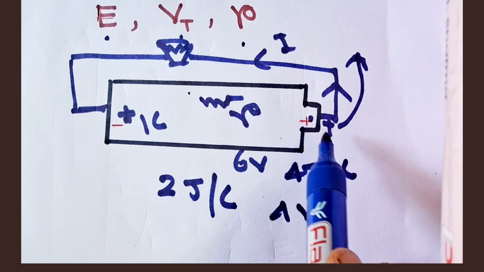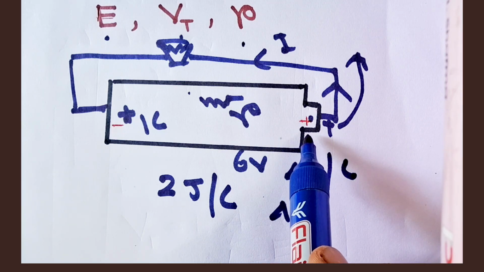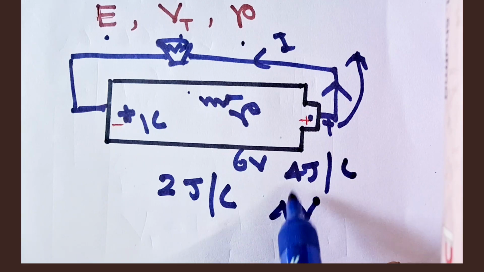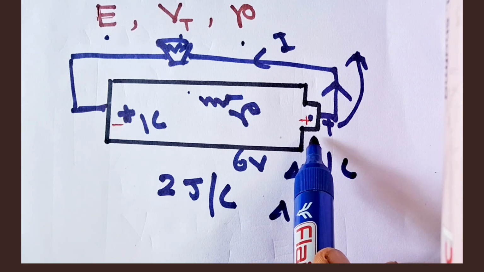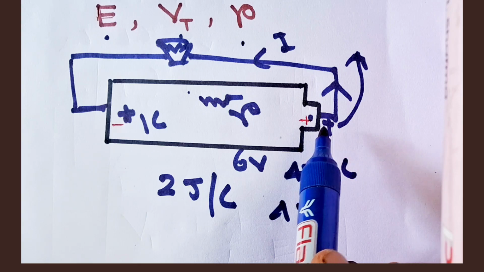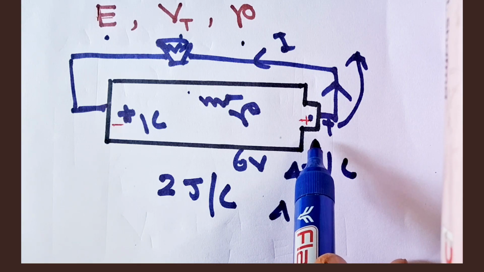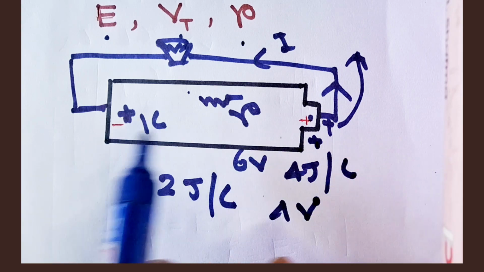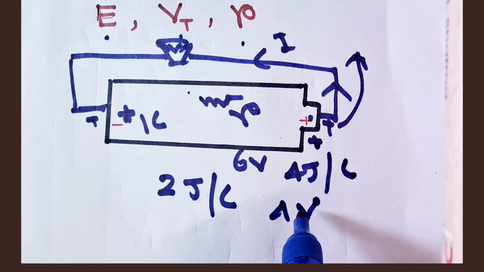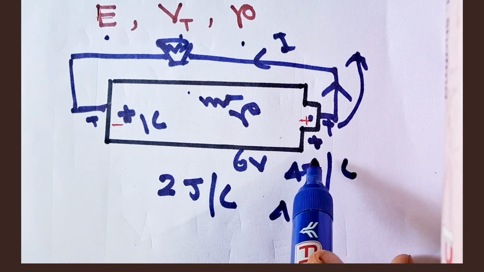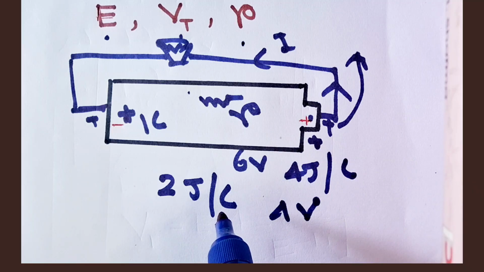It means by the time it comes here, how much energy has it gained? 1 coulomb charge has gained 4 joule of energy. In that case, at this terminal and this terminal there is a potential difference of 4 volt. This is called terminal voltage.